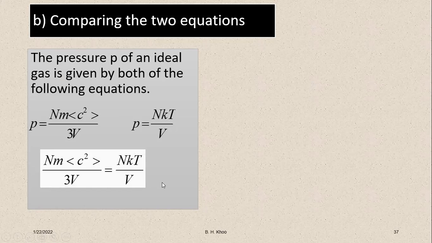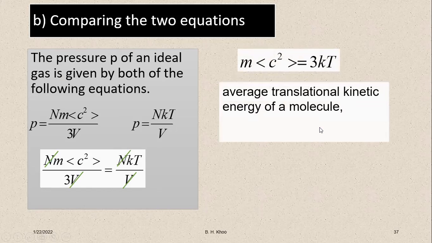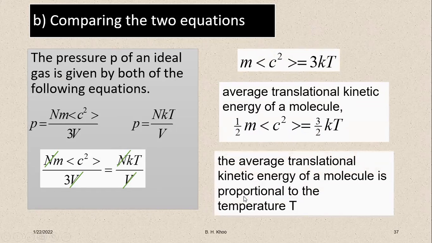Okay, so these two equations are equal. N and N can cancel off. V and V can cancel off. So we get, take the 3 across, m c squared equals 3kT. So for the average kinetic energy of a molecule, we multiply by half here, we get this equation. Okay, so understand the formula: the average translational kinetic energy of a molecule is proportional to the absolute temperature, T.